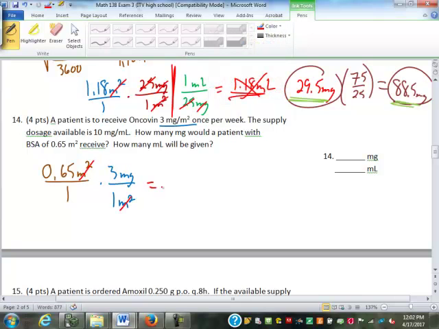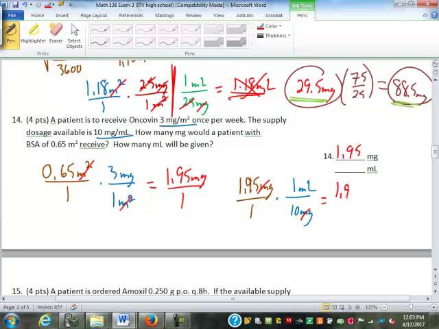So the square meters cancel out. 0.65 times 3 milligrams is 1.95 milligrams. 1 times 1 is 1. So the milligrams is 1.95. For the milliliters, now we're going to take that milligrams, 1.95 milligrams, put it over 1. And we have 10 milligrams per milliliter. So 10 milligrams, 1 milliliter. Milligrams cancel out. This is 1.95 milliliters over 10, or 0.195 milliliters.